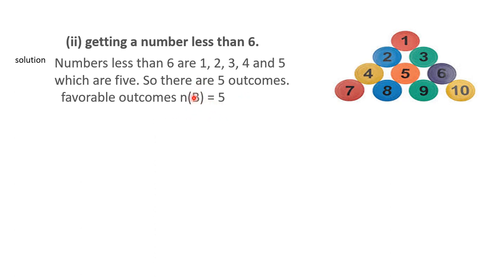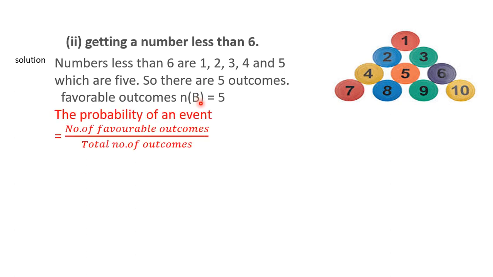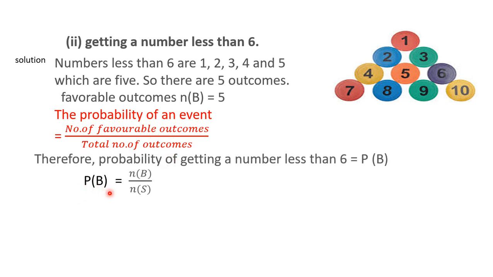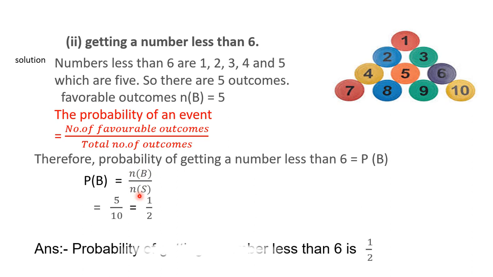Now we are finding the probability of another event, so we denote this event by B. As we know, the formula for the probability of an event is the number of favorable outcomes upon the total number of outcomes. So P of B is equal to n of B upon n of S, and we can write 5 upon 10 is 1 by 2. Hence, the probability of getting a number less than 6 is 1 upon 2.